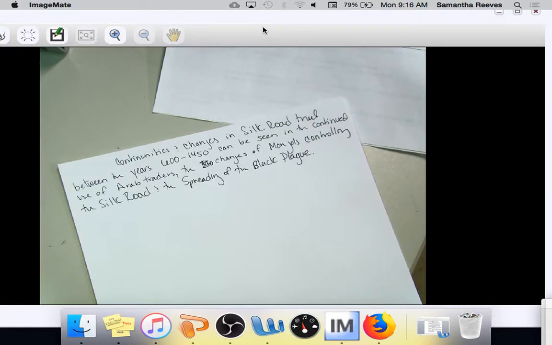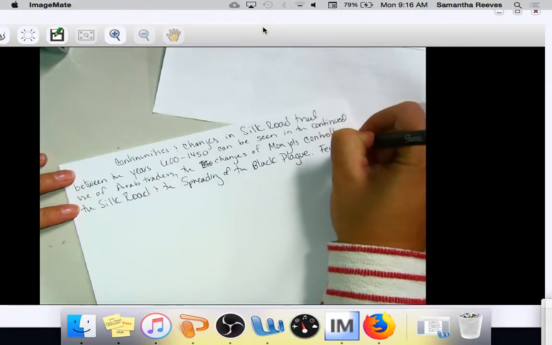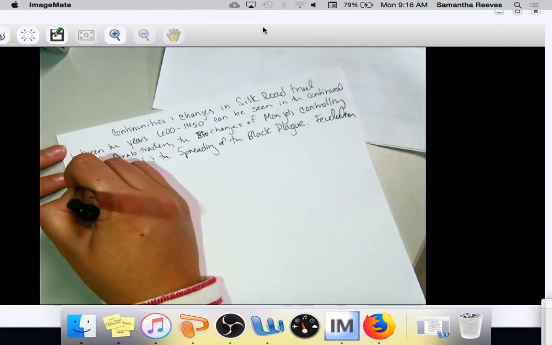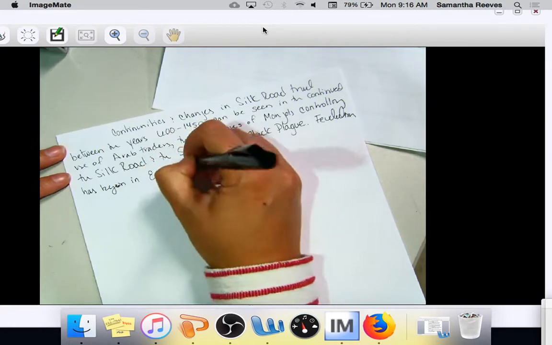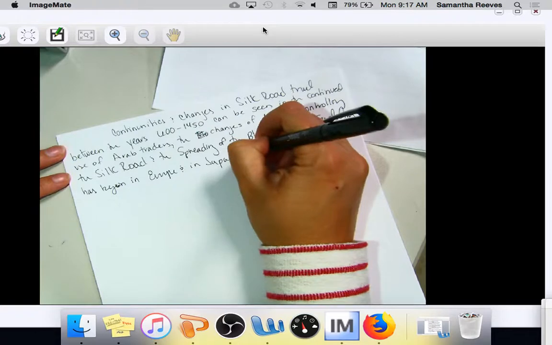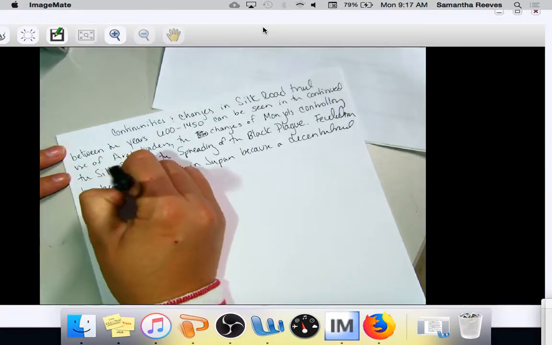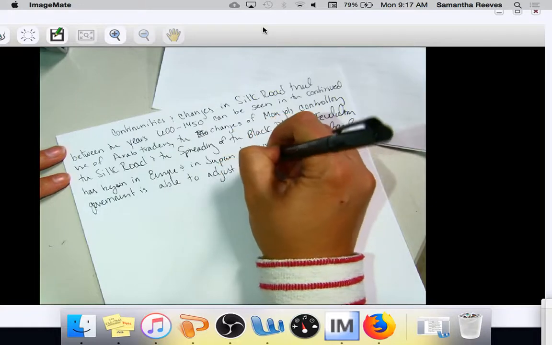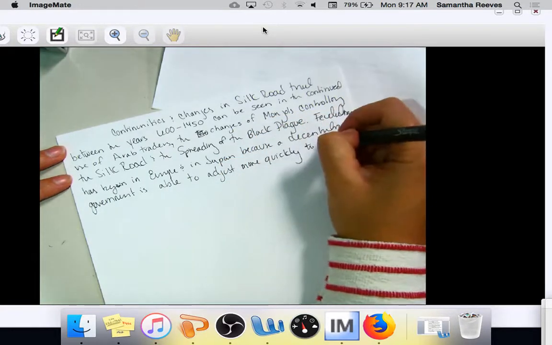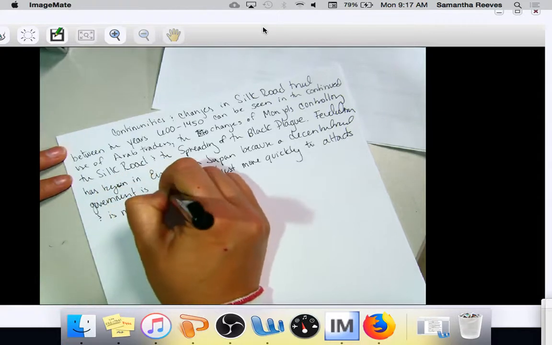If you're not going to help me, I'm not going to help you. What do you got, Claire? Feudalism is happening in Western Europe. And? And China. No. Japan. Okay. Feudalism has begun in Europe and in Japan because a decentralized government is able to adjust more quickly to attacks and is more stable to changes.